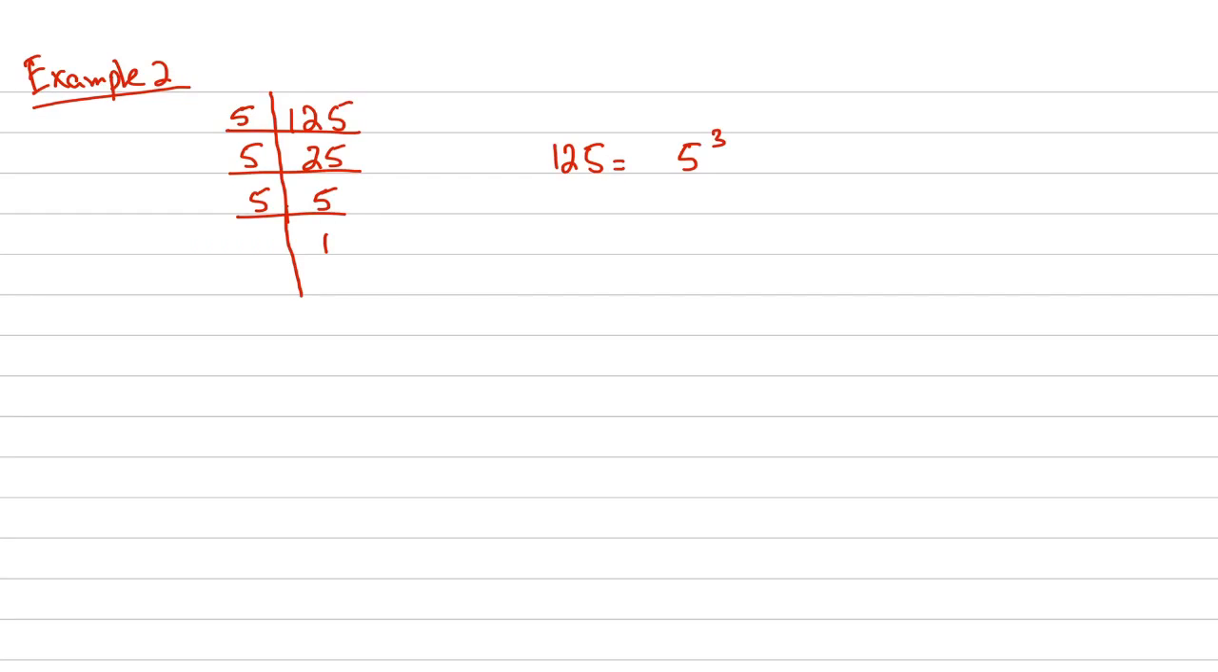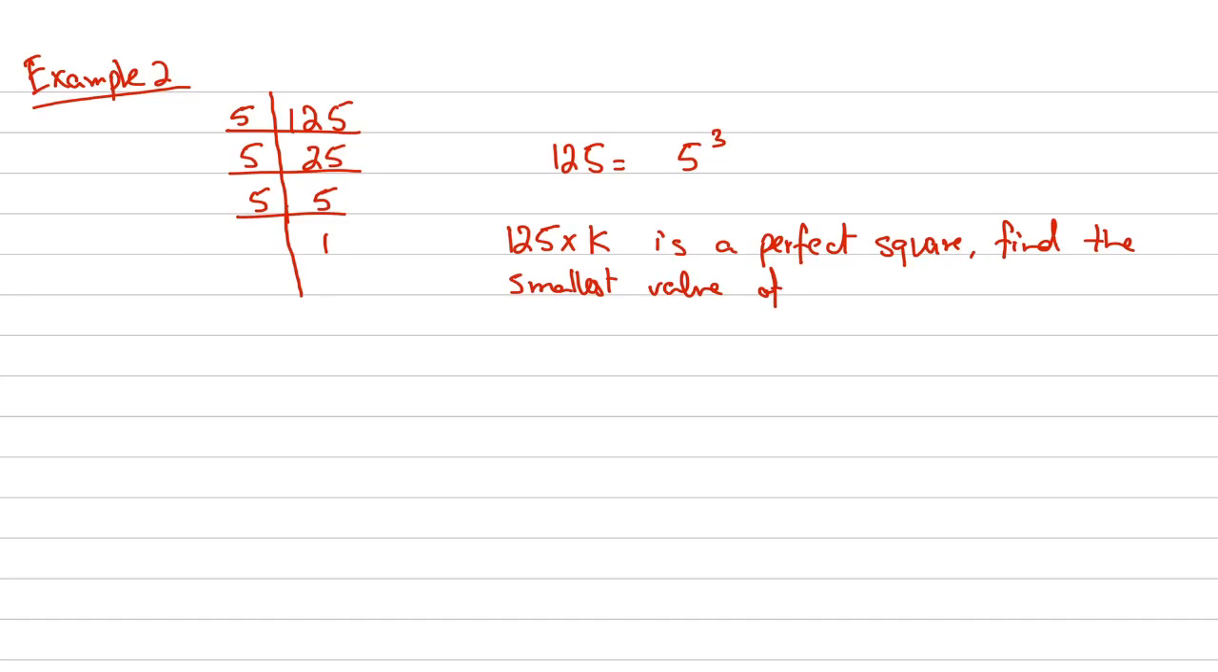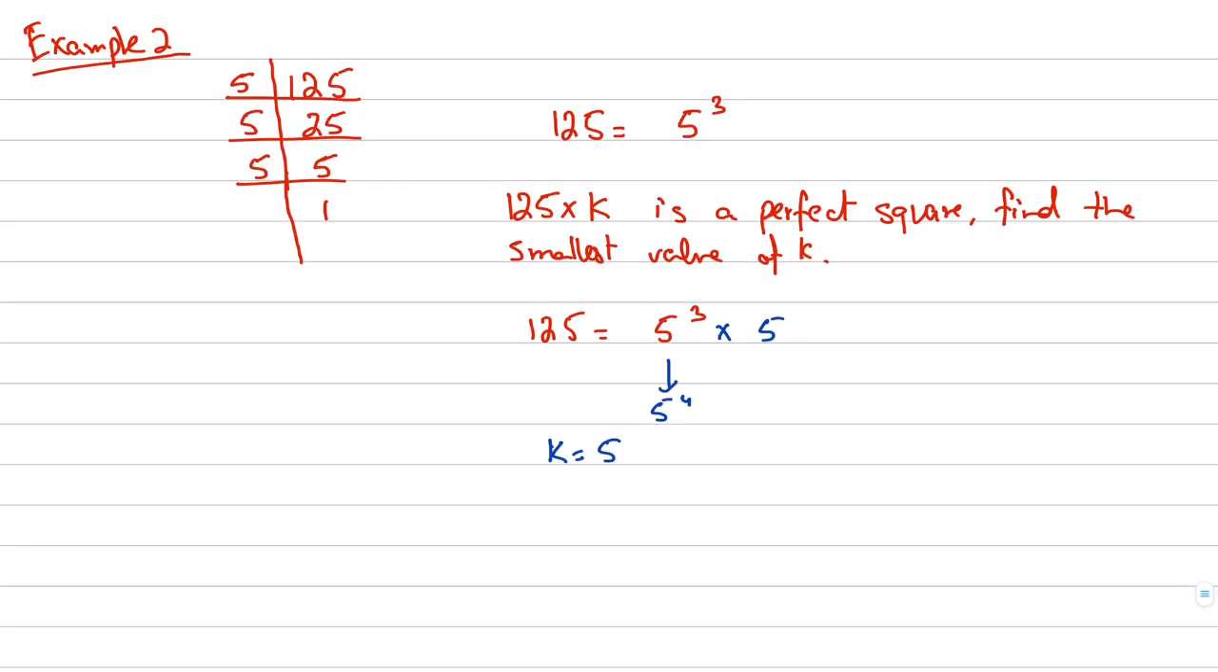So let's say the question tells me to multiply 125 by k so that it becomes a perfect square. 125 into k is a perfect square, and it asks you to find the smallest value of k. So 125, as we saw, can be written as 5 cubed. If I want to make this number a perfect square, that means the power on 5 should be even, and the next even number that comes after 3 is 4. So how can I make 5 power 3 equal to 5 power 4? I can simply do that by multiplying by 5. So coincidentally, the value of k here is also equal to 5.